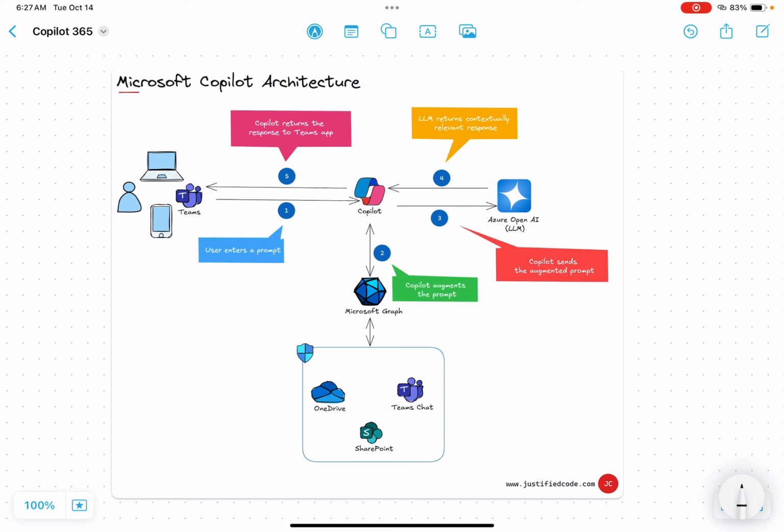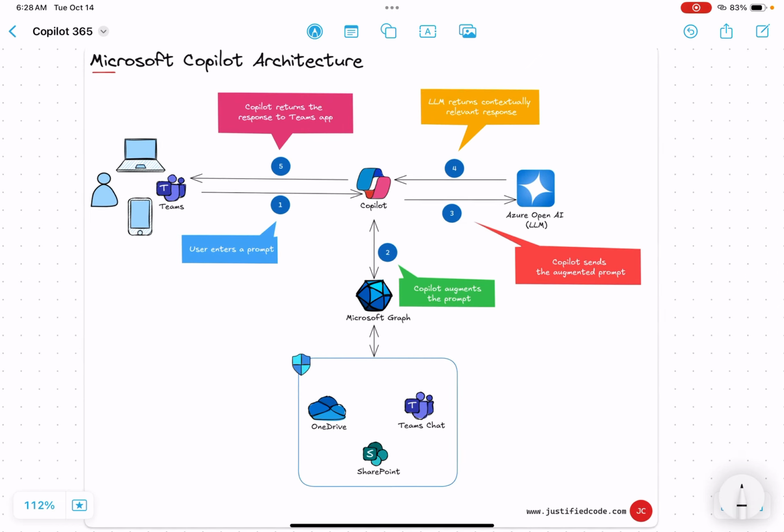The reason I'm making this video is to clarify some misconceptions I often hear. Plus, if you are willing to develop a similar application for your own organization, Microsoft Copilot service is a good solution architecture to follow.